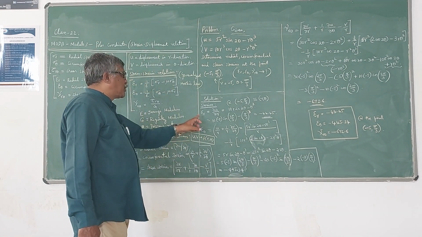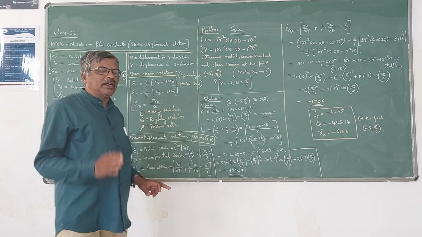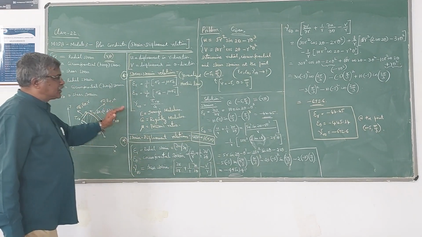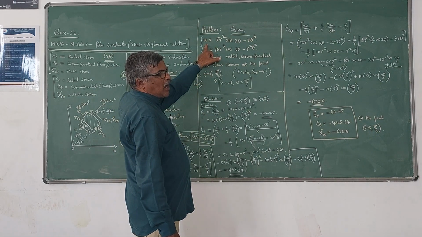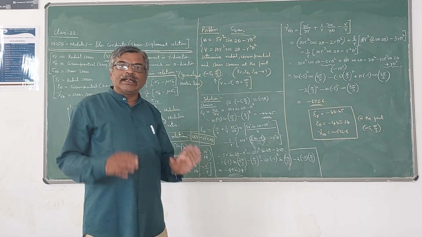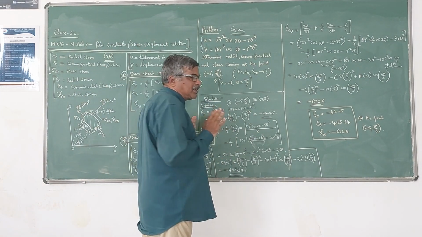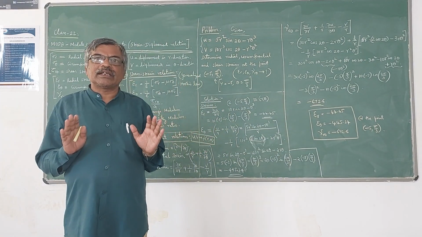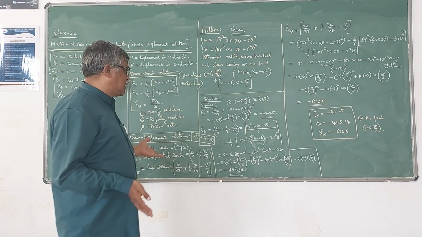So let us find out epsilon r first. Epsilon r is the normal strain component in radial direction, dou u by dou r. That means we have to differentiate this with respect to r partially, treating theta as constant. You have to remember, when you are differentiating with respect to r, theta is taken as constant. When you are differentiating with respect to theta, r is taken as constant.